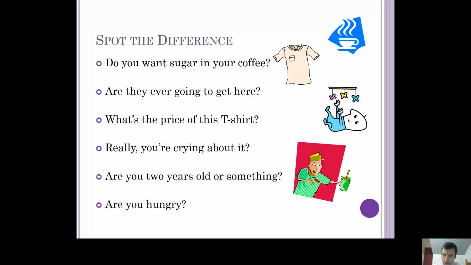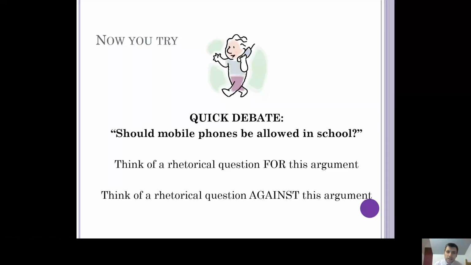Are you hungry? It's a bit of a tricky one because that could be a rhetorical question. They're saying, are you hungry? But really, that's a real question because I'm offering you some food. So the ones that are rhetorical to pick down. Your task now is to think about a rhetorical question that could be for this and could be against it.